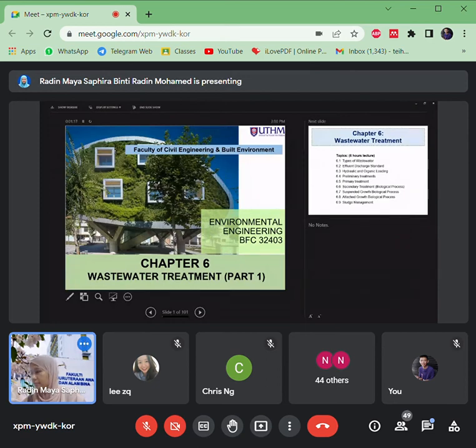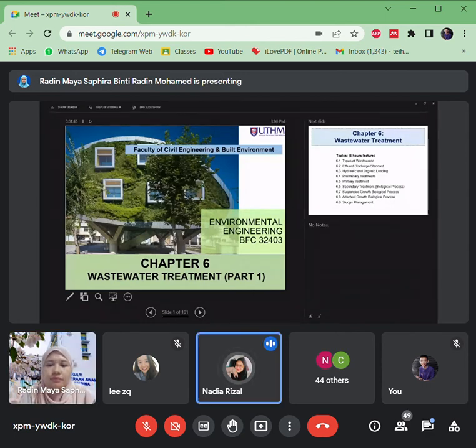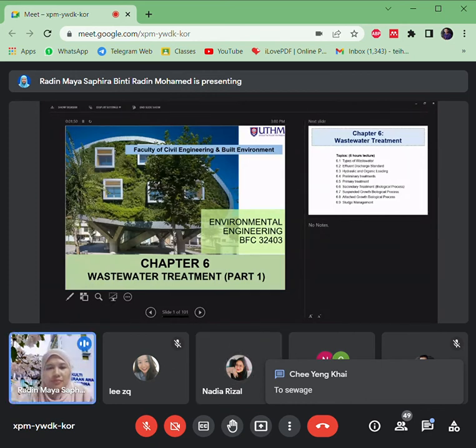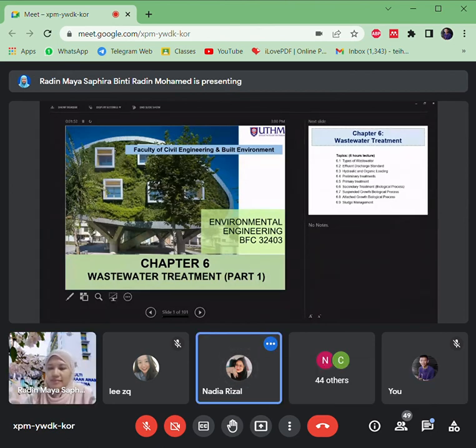Nadia? Ya. Soalan dia tadi apa? Maksudnya, in the toilet kan, after you flush lah whatever waste it is, then dia pergi ke mana? Dia pergi ke tempat yang kumpul tahi-tahi. Tempat kumpul tahi. Okay. Sewage. Sewage. Okay, that's correct.